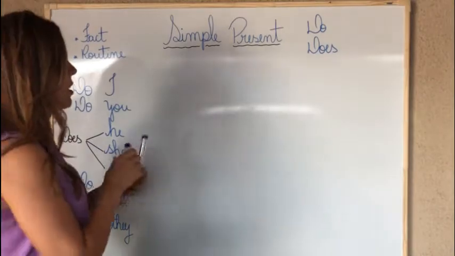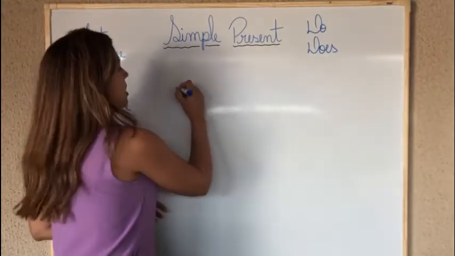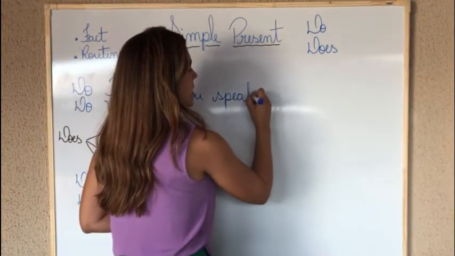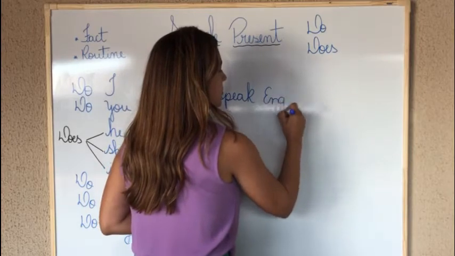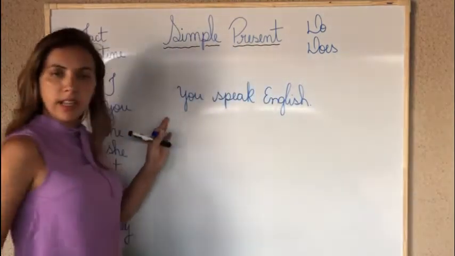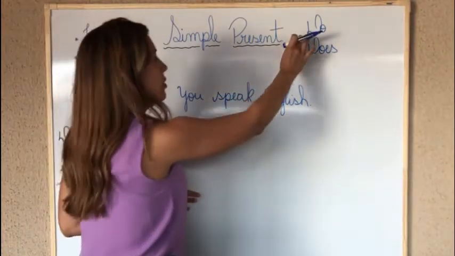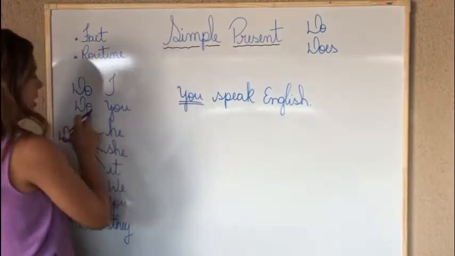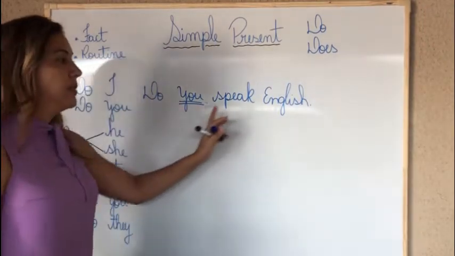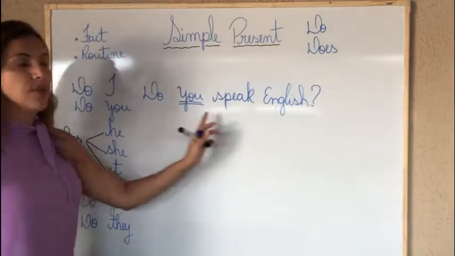Let's check an example here. In English, when I write one sentence, for example, you speak English. It's an affirmative sentence. To ask a question, I use do, because of the pronoun you. Okay, to ask a question, I use, do you speak English? Great. Repeat. Do you speak English?